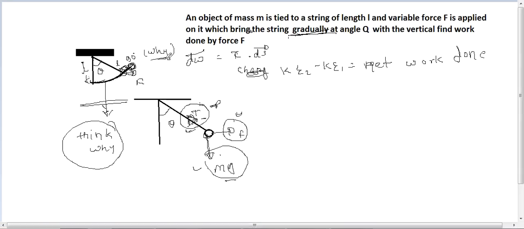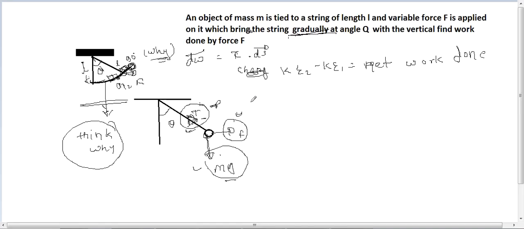Guys, you should know the geometry of the circle here. This angle is going to be 90 degrees. At every point, at this angle also, if this is the displacement dx2, what is this angle? This angle will be 90 degrees. So, guys, the angle between this tension T and the displacement is always going to be 90 degrees.